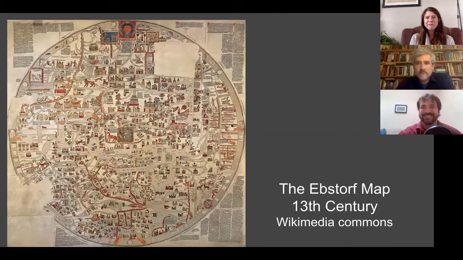This is the Ebsdorf map. The Ebsdorf map is a famous contemporary of the Hereford map within the same century or so. And like the Hereford map, it has the same underlying structure in the TO map, though on this one, it is significantly harder to see. Though Asia is again at the top, and you have Europe and Africa in the bottom two corners. As you can see, as with the Hereford map, it contains a lot of other information.